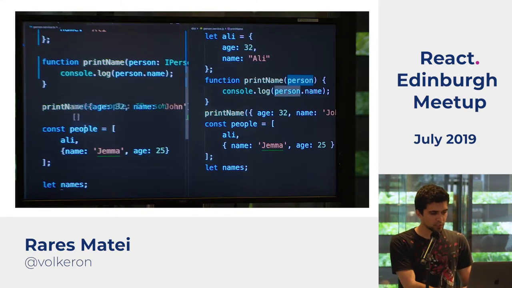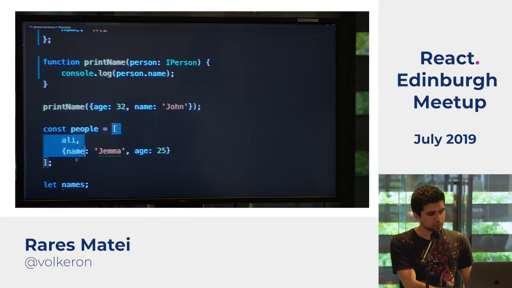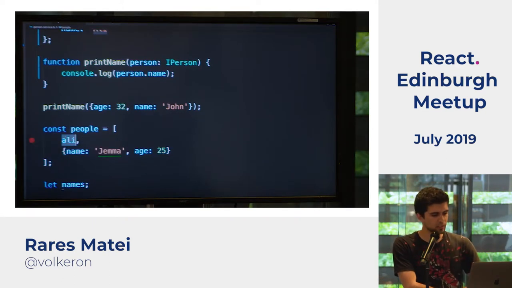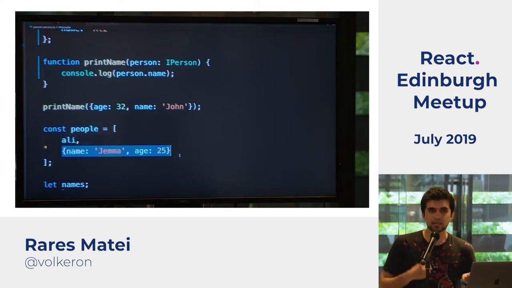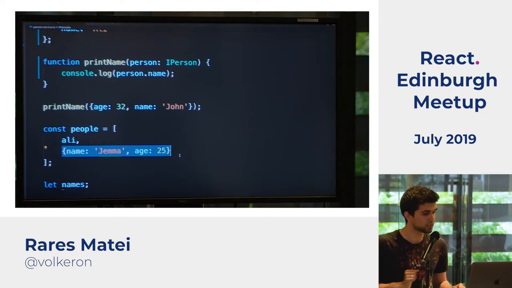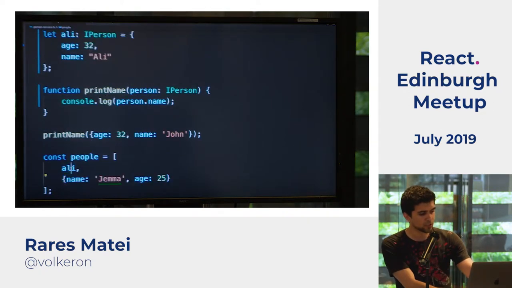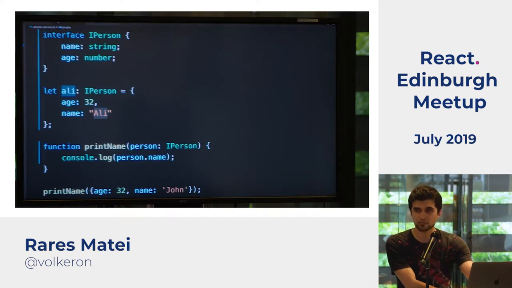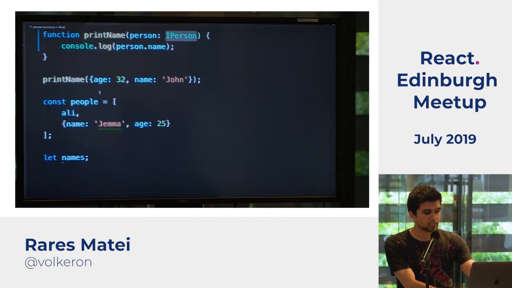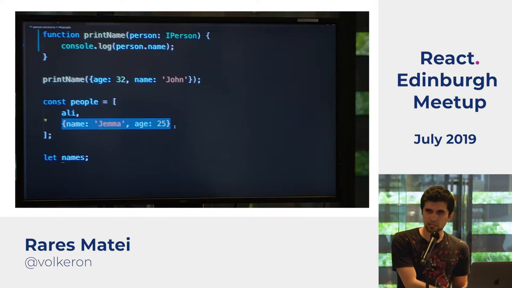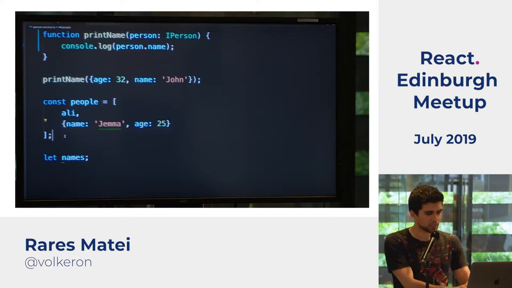You can see on here, let me close this, I have an array of people, and the first one is an actual person. The second one is an object that looks like a person, but I haven't actually specified anywhere that it's a person. For the first object, I've said this variable is of type person. But for the second one, it just looks like a person, and I haven't told TypeScript anywhere about this.